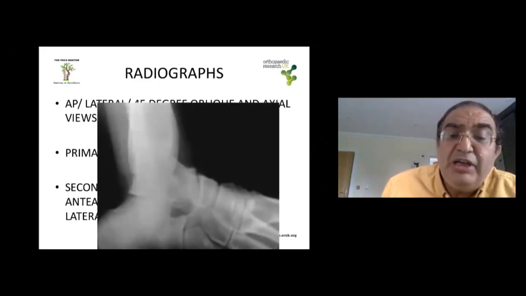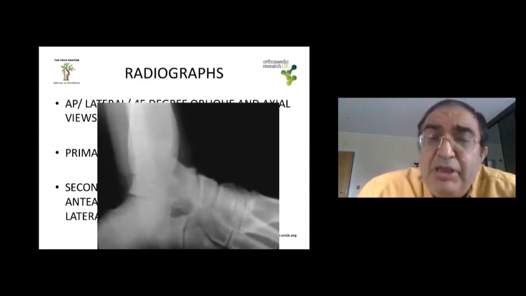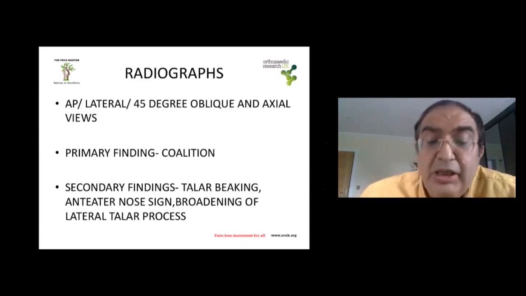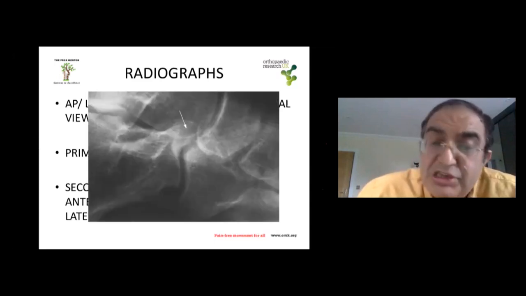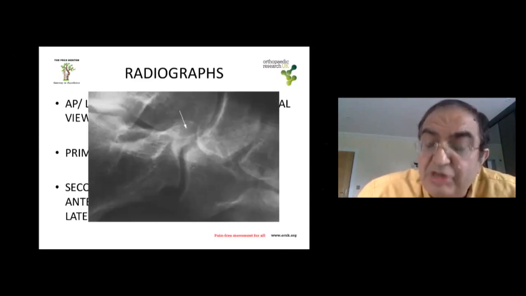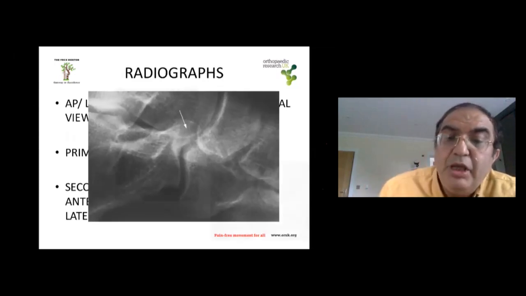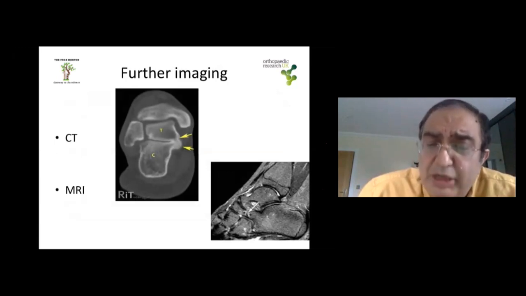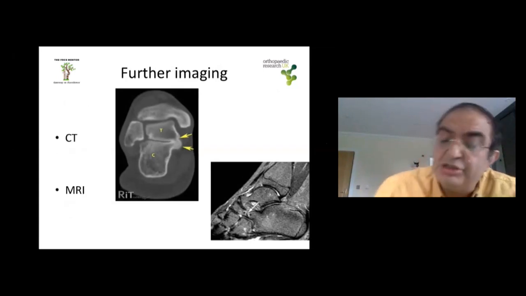Okay, further investigations are for the secondary changes. Apart from the primary, that is seeing the coalition, you can see secondary changes. One is talar beaking. And you can see the anteater nose sign, which is a prolongation of the anterior process of the calcaneum. Further imaging you can do is CT scans, which show especially the talocalcaneal coalitions quite well. And you can do MRI scans, especially for the cartilaginous coalitions.